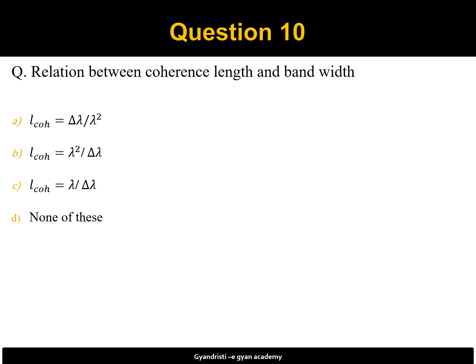Next question is, the relation between coherence length and bandwidth is. First option given is coherence length is equal to delta lambda by lambda square. Second option is coherence length is equal to lambda square by delta lambda. Third option is coherence length is equal to lambda by delta lambda, and the fourth option is none of these. So first we should know about coherence length. Coherence length is the length up to which a wave remains sinusoidal and its phase is predictable. Coherence length LC is related to the coherence time by the equation LC is equal to c delta t. Here delta t is the coherence time.